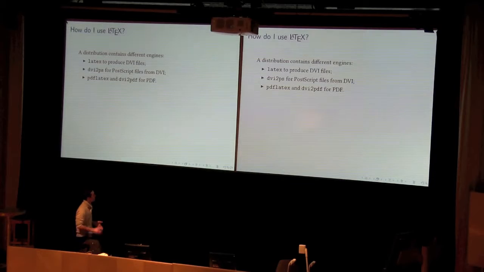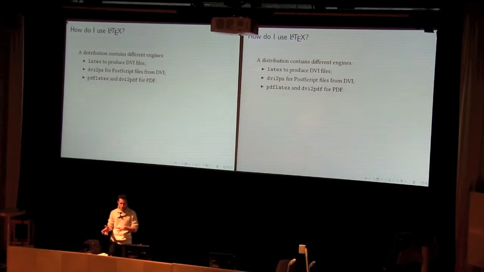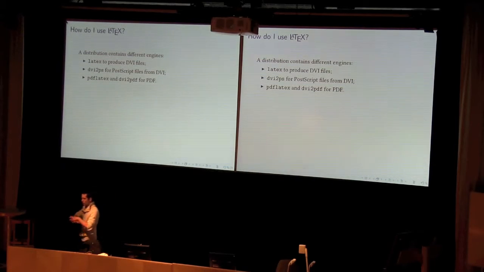So now we have a distribution. I told you distribution holds the file we need and especially the engines. Engines are the compilator, the main part of the compilator. So there is essentially two compilators, LaTeX, which produces a DVI file from a text file.